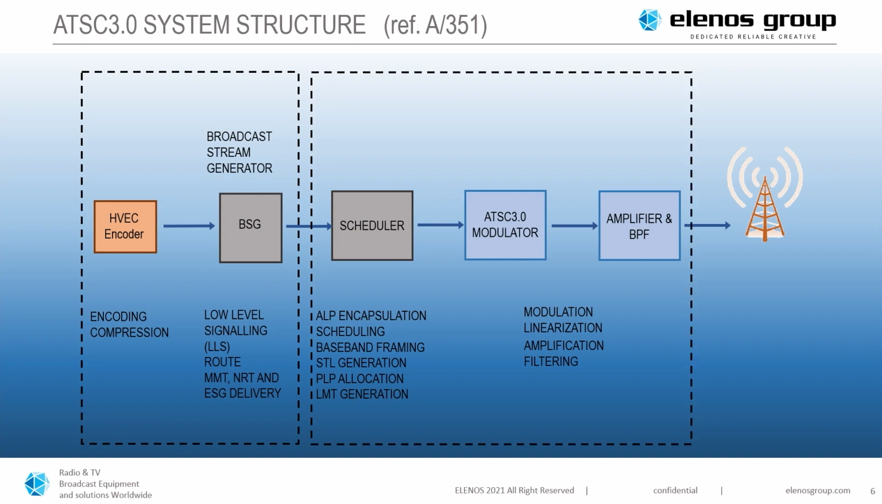We can split it up into two parts. Usually the encoder and the broadcast stream generator are located at the studio. The scheduler, the gateway in the middle, can be either at the studio or at the transmitter site, depending on whether you want to do multiple frequency networks or single frequency networks.